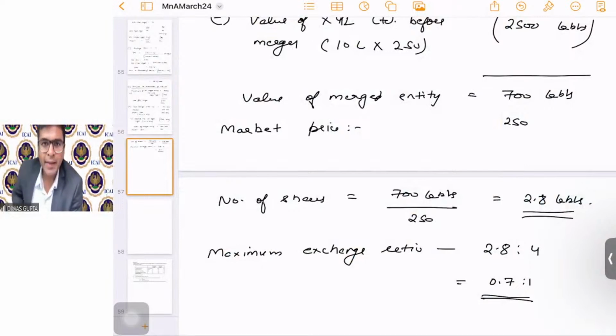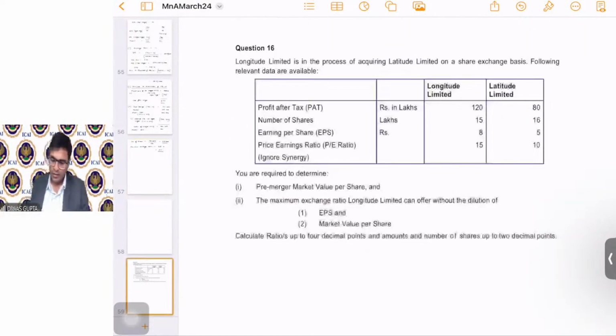Welcome back, students. We left till question number, we did till question number 15. Now let's start question number 16. Yes. So question number 16 is Longitude Limited is in the process of acquiring Latitude Limited on a share exchange basis. Following relevant data are available.